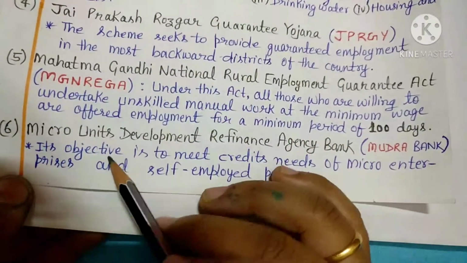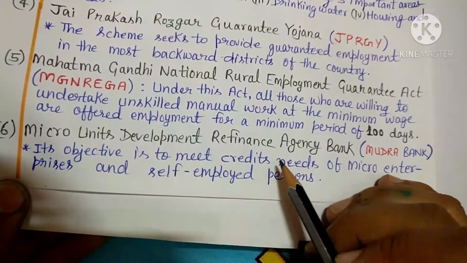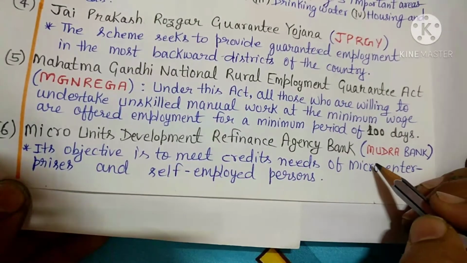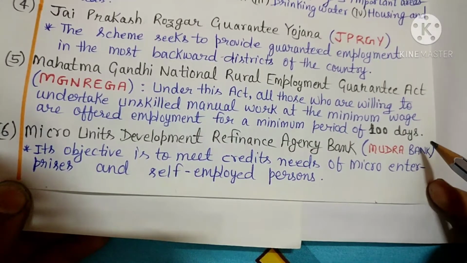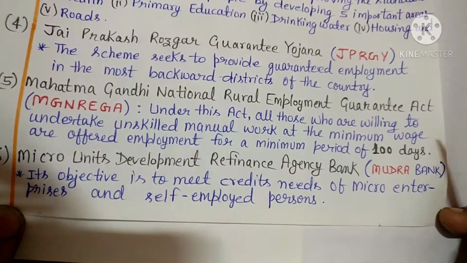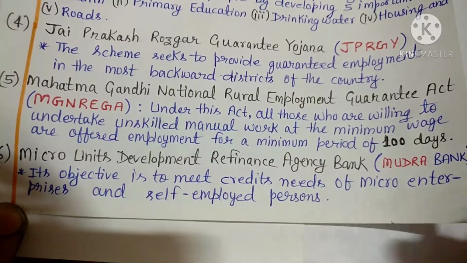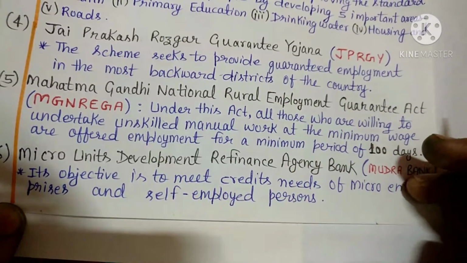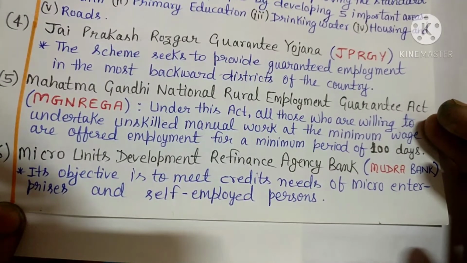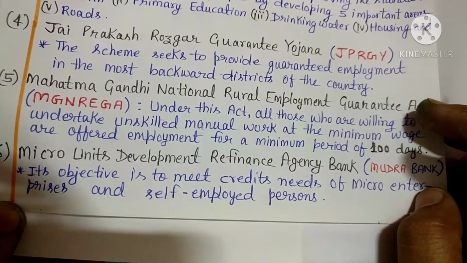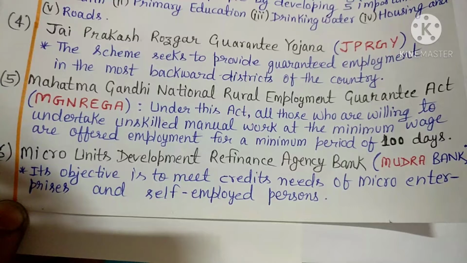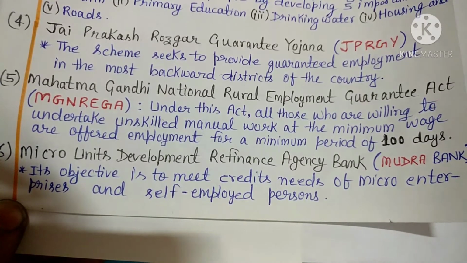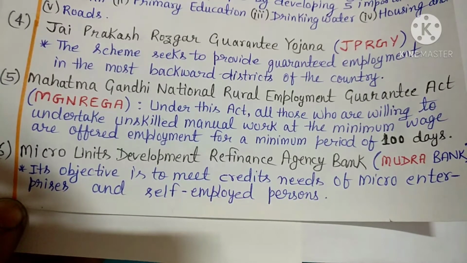Then comes the Micro Units Development and Refinance Agency Bank. It means Mudra Bank, in short. As you know, what is the work of a bank? A bank's work is to provide credit to needy people. So its objective is to meet the credit needs of micro enterprises, those who are small enterprises, and self-employed persons, so that they can invest in their business and generate self-employment.